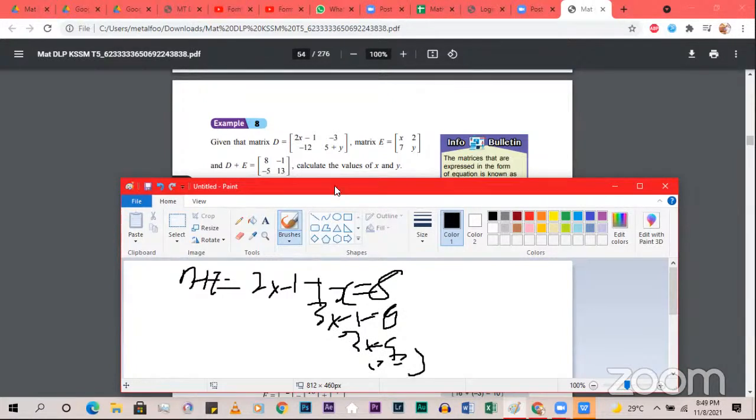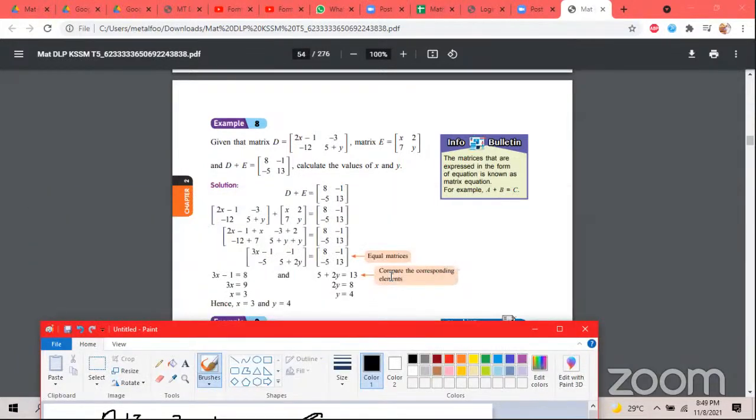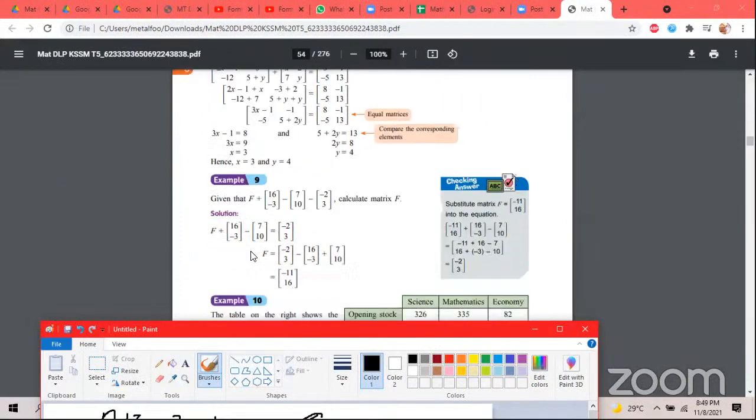For y, what is it? 5 plus y, then for E, 5 plus y plus y equals 13. So it will be 2y equals 8, y equals 4. Yep, that's the answer.